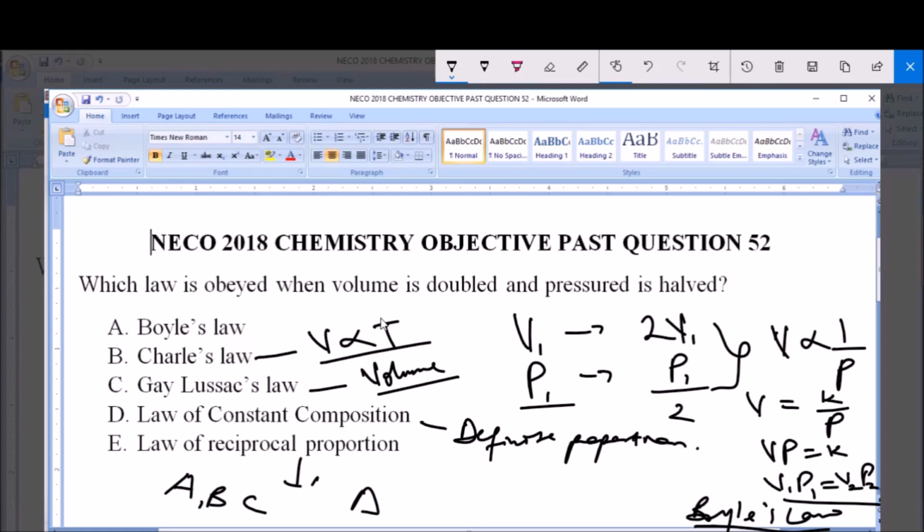But from this expression here, that volume is doubled and pressure is halved, it is typically Boyle's law. And that is option A, Boyle's law.